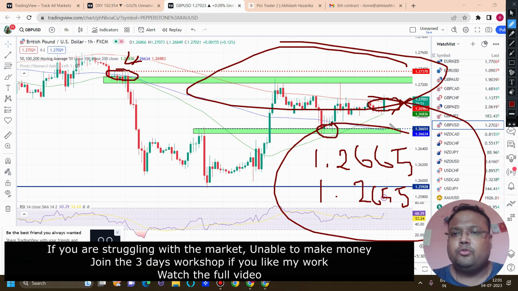So these are the only two trading opportunities that are logical to me right now. If I have missed anything, please write down in the comment section. I would love to learn from it.